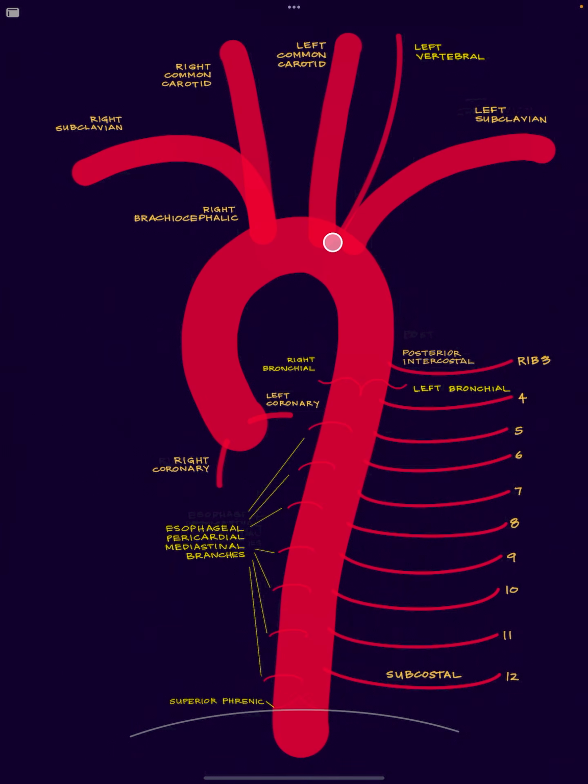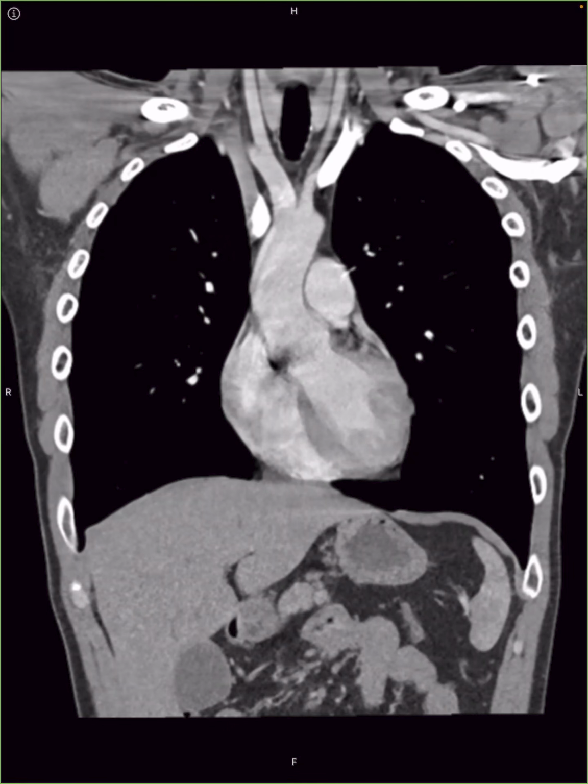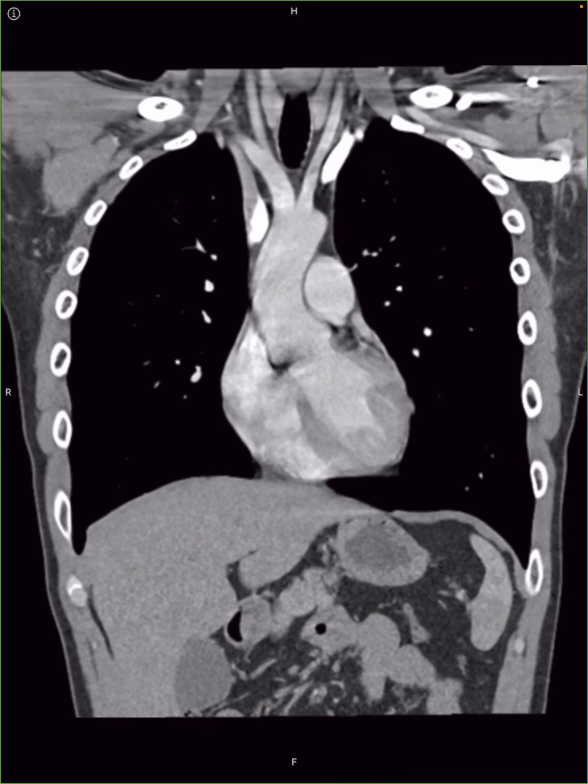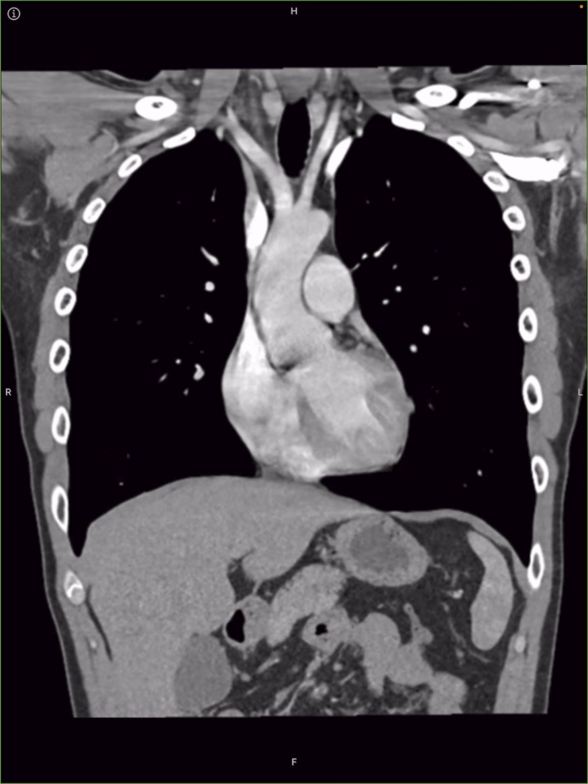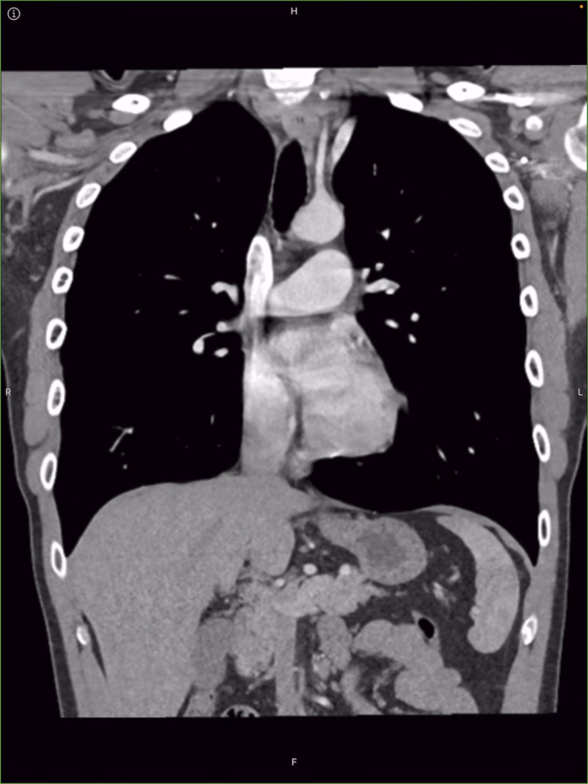Another common variation is something called a four-vessel arch, where the left vertebral artery arises directly off of the aorta instead of the respective subclavian artery. This is what it looks like on a coronal CT scan. So right here is the right brachiocephalic artery, that's the left common carotid, and as I scroll back, that right there is the left vertebral artery going up.